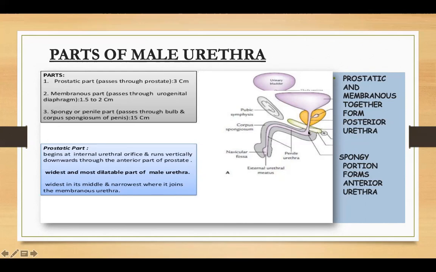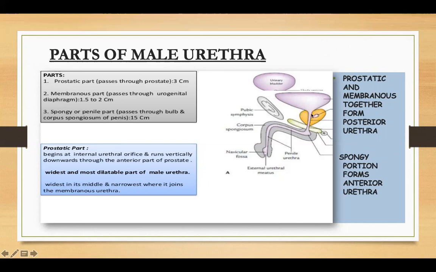The spongy part or penile part passes through the bulb and corpus spongiosum of the penis. This is the bulb of penis. This is corpus spongiosum. So the spongy part passes through the bulb and corpus spongiosum of the penis. It is around 15 centimeter in length.